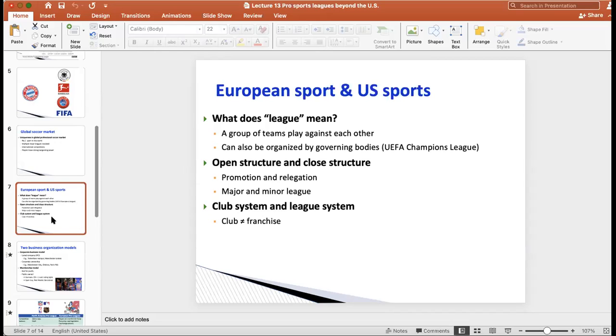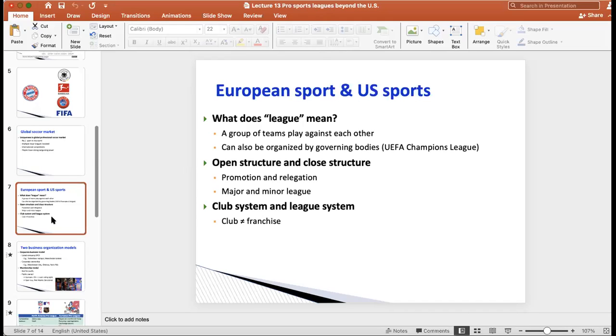In the US, we have a closed structure. So 30 teams in the league, 32 teams in the league. So we keep those teams. We have major league and minor league, but major league and minor league are not connected with each other, right? They're not using a promotion and relegation system. So that is the second difference.